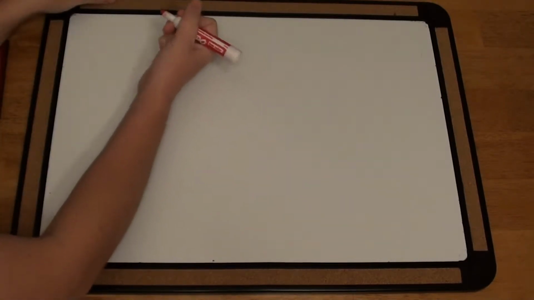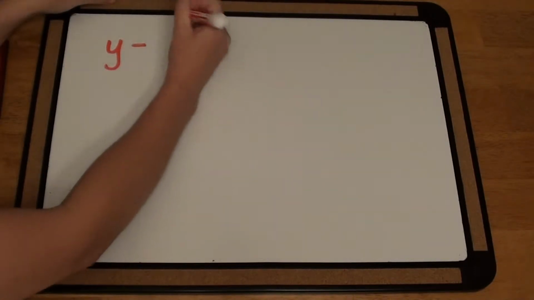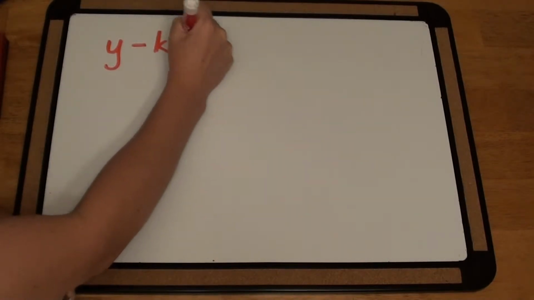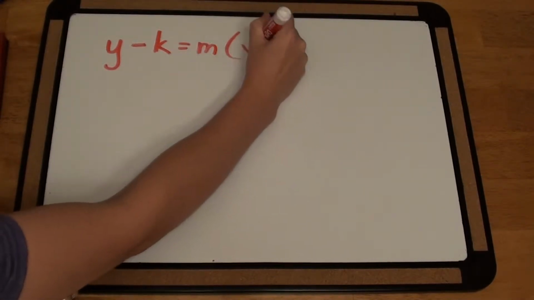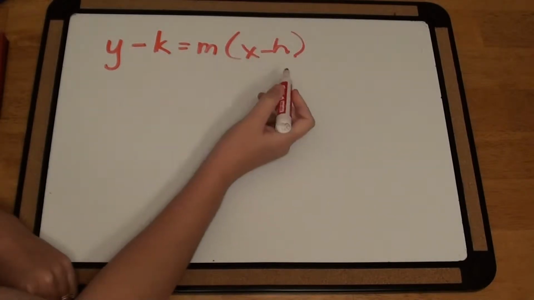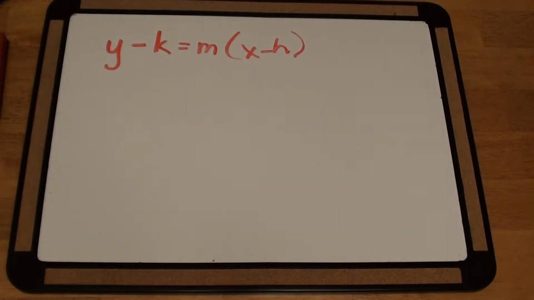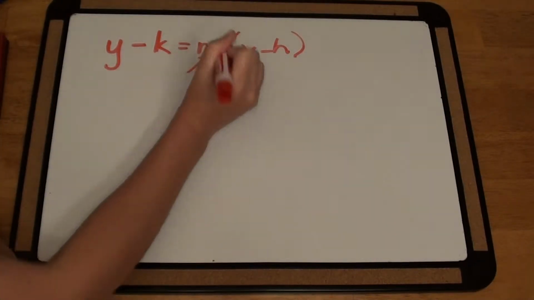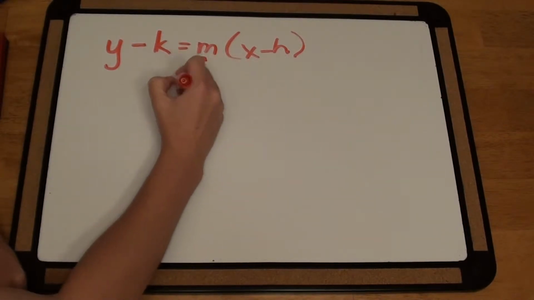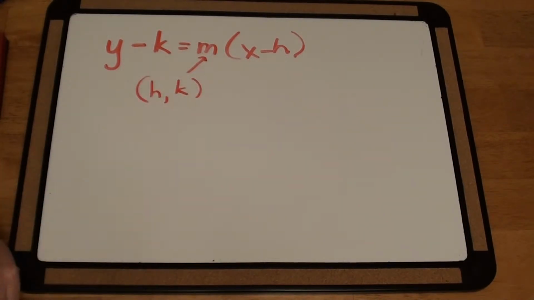Now, to do a quick review of this, when we do a line, what I'm going to do right now for fun is say y minus k equals m times x minus h. What I'm showing you here is the equation of a line put in the same type of form as vertex form. This is point slope form from the line work we did before. This is our slope, and (h, k) is a point on that line.